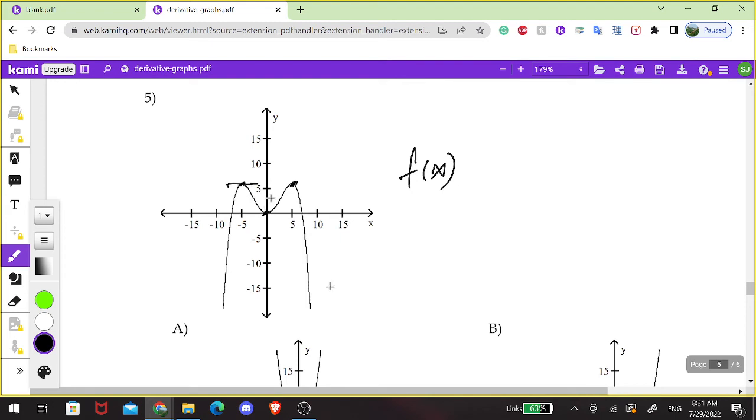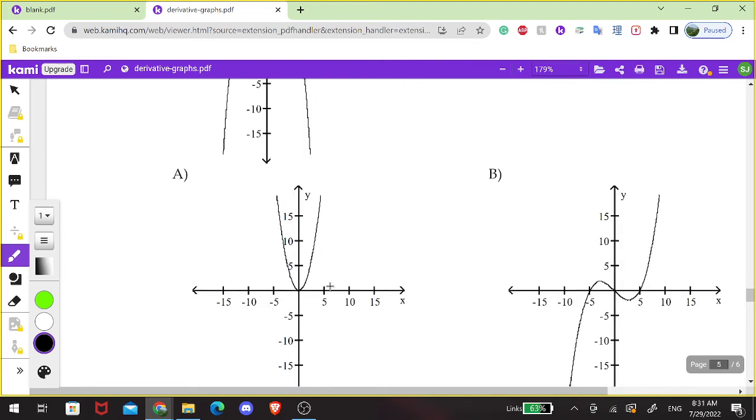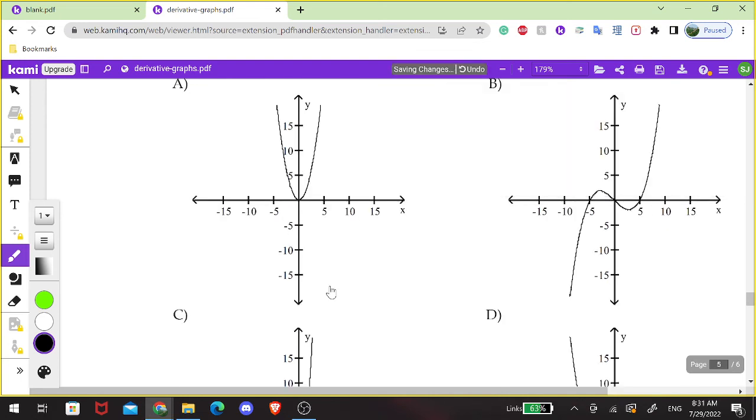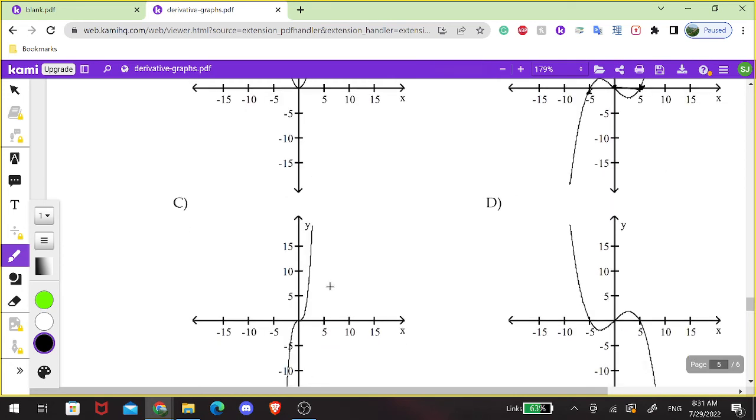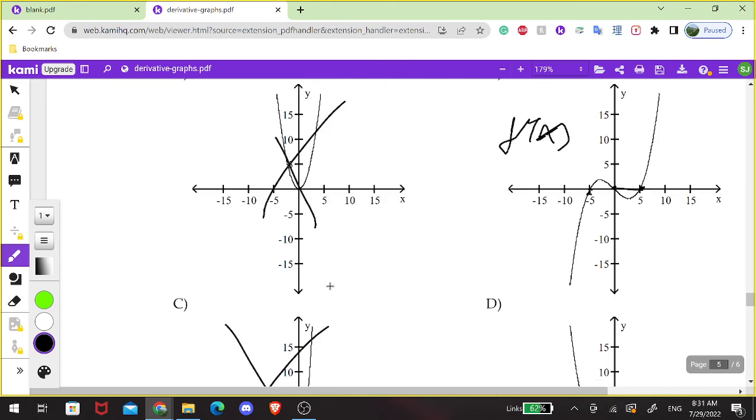At these 3 points, the derivative will be equal to 0. So that really helps a lot. So -5, 0, and 5 will have a derivative of 0. If this is f prime of x, then it has zeros at -5, 0, and 5. So this can be it. C and A are already eliminated because they need 3 zeros.